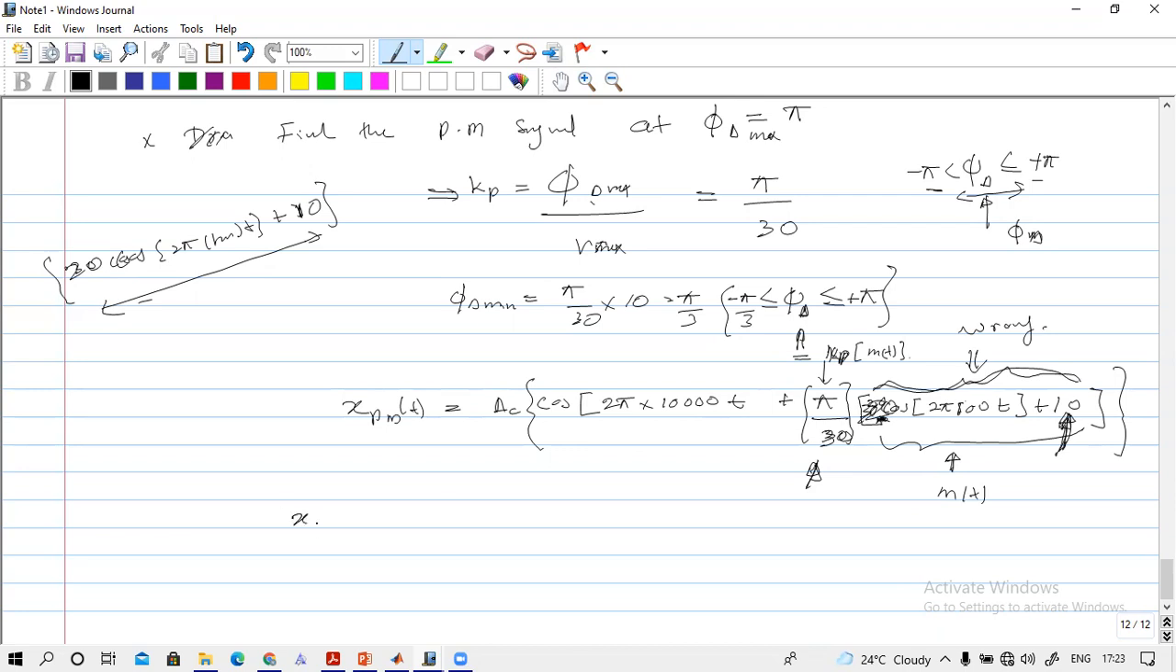So I will write it again. I think it is clear for you. Plus here 5/30, that is our KP value. And we have 20 cos 2 pi 100 t plus 10. So this is the correct one.